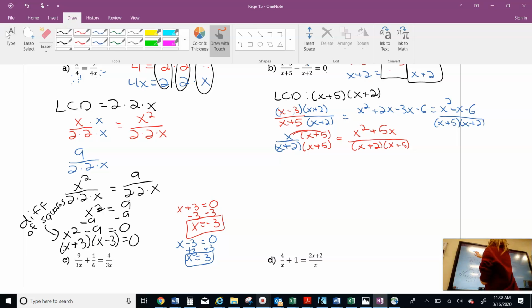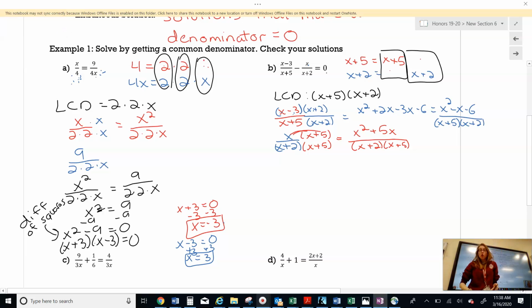I can do the same thing with this 0, or I should. The only reason it's not really going to matter is because it's 0. So let's look why. 0 currently doesn't have a denominator, so it needs both the x plus 5 and it needs the x plus 2. Well, this is super simple, because 0 times anything is just 0.